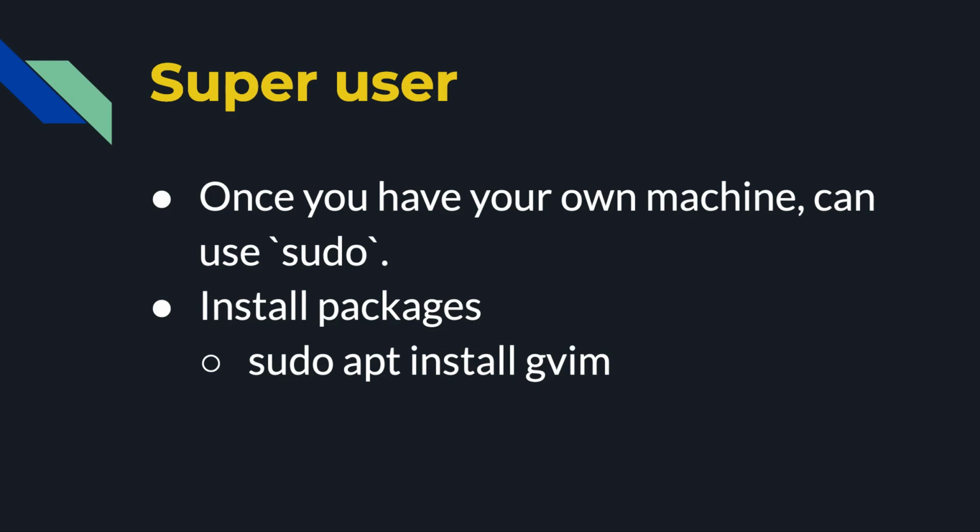A couple last things before I leave this. Once we have our own machine, we can then have administrative privileges on that machine. Our first user we set up is going to be an administrative user. So we're going to use a command called sudo, or super user do. It's a command that allows us to do anything on that machine. It says, I'm the administrator, do this. An example would be installing a package. One of the first commands we're going to do is sudo apt install some package, like perhaps gvim.